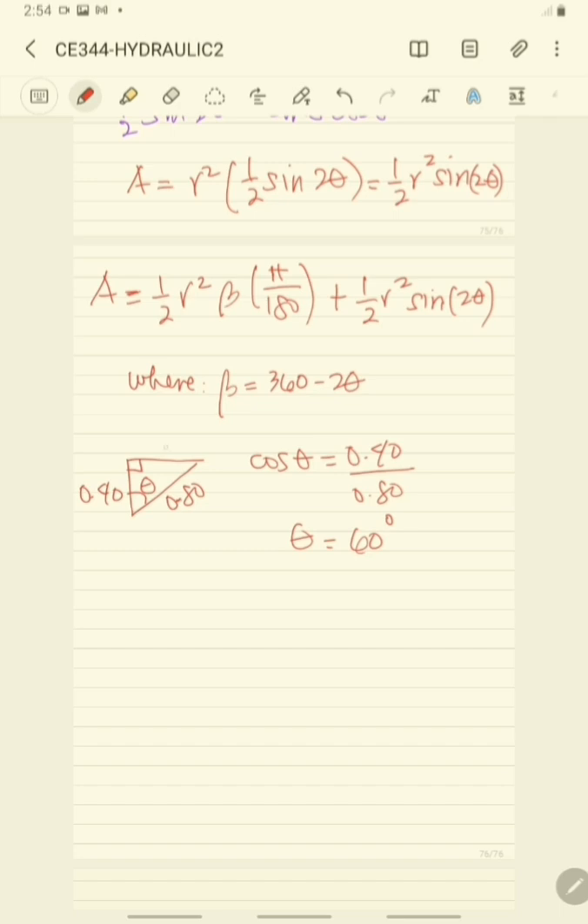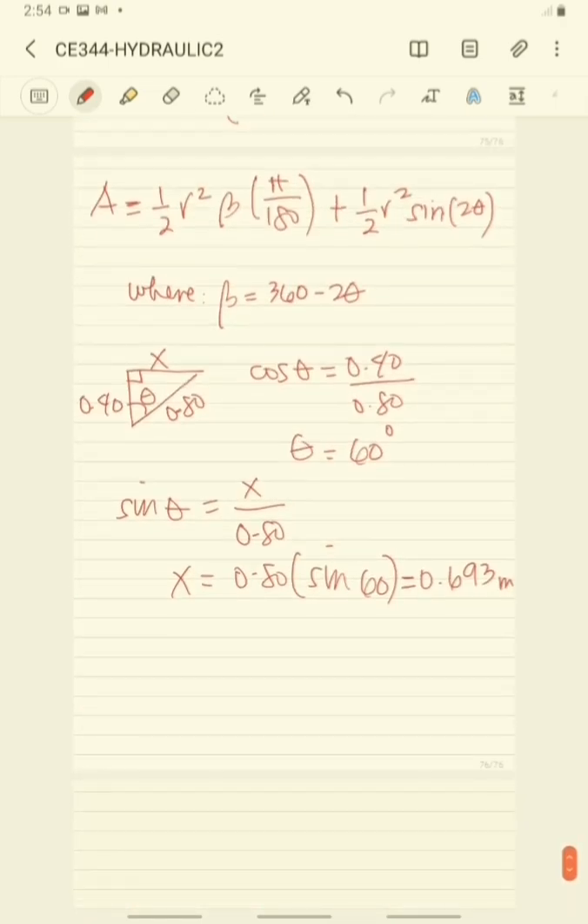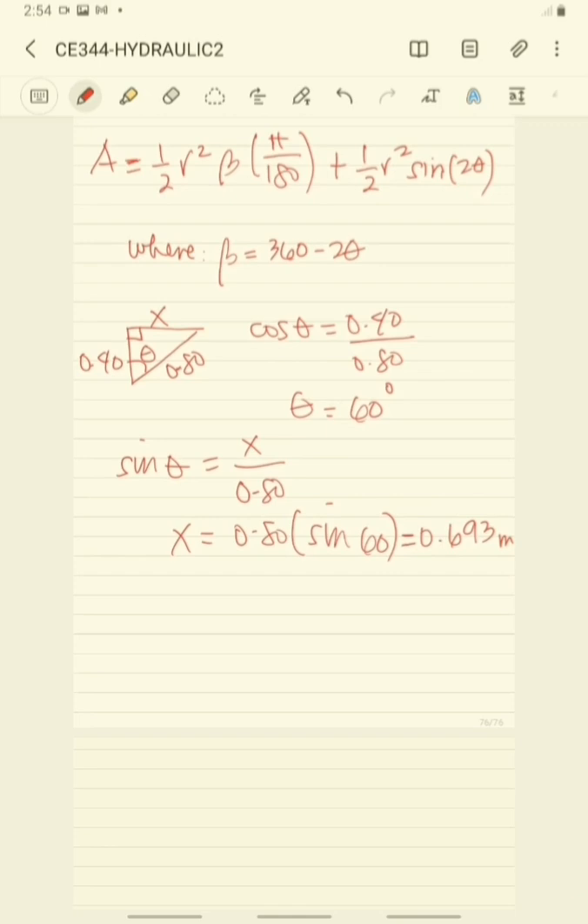For x, we have x equal to 0.8 times sine 60, which gives 0.693 meters, because our radius is in meters. So now we can compute the area of flow.